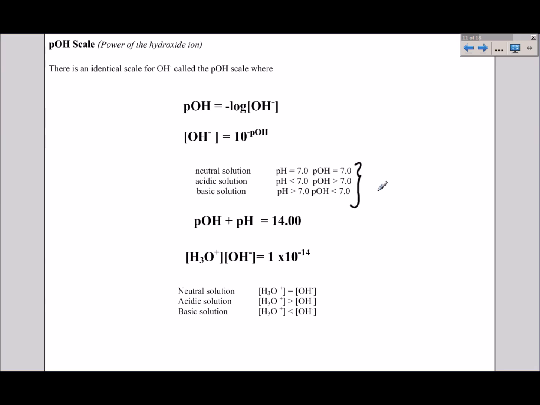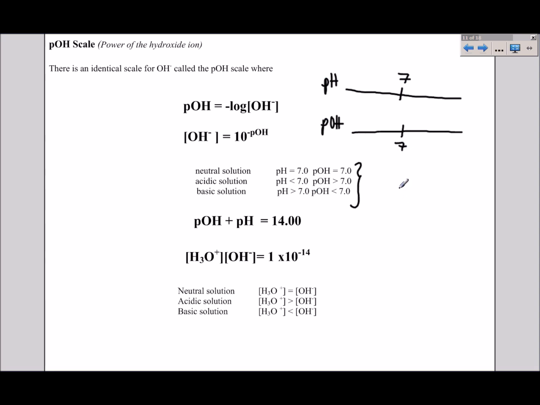Now this here summarizes when you have the pH, it reminds us whether or not a solution is neutral, acidic, or basic. So when the pH is 7, it's neutral. When it's less than 7, it's acidic. And when it's more than 7, it's basic. We can examine a pOH scale in the same way. So neutral is 7 in the pH scale, as it will be the same in a pOH scale.